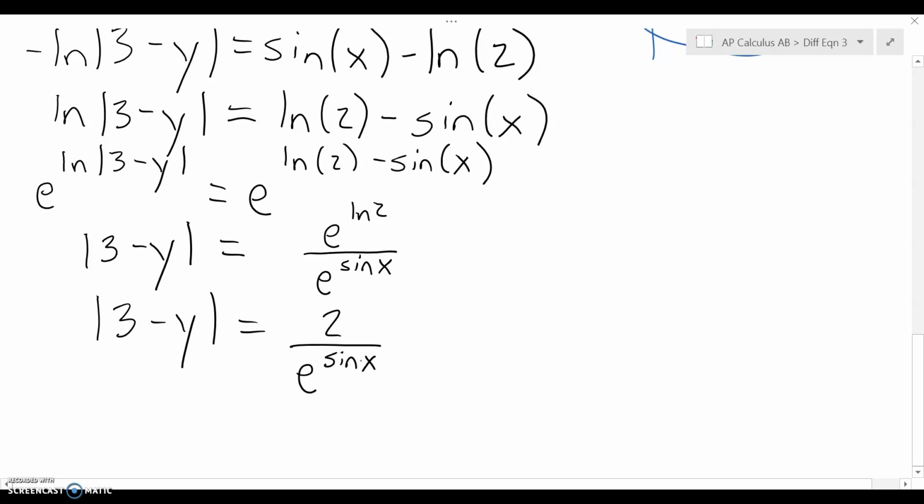Now, here comes the challenging part. 3 minus y, we've got to deal with that. So to deal with the 3 minus y, to isolate y, which is the last step, we have to think about this side of things. So the question becomes, can we drop the absolute value bars? In order to isolate y, we're going to have to do that.